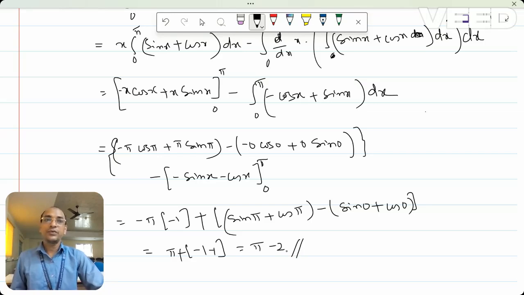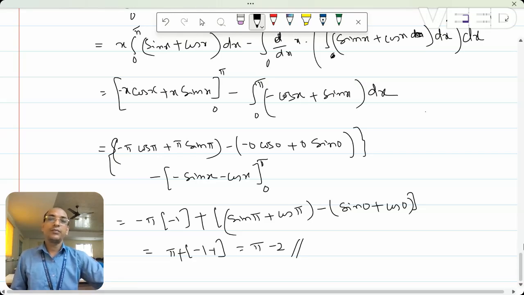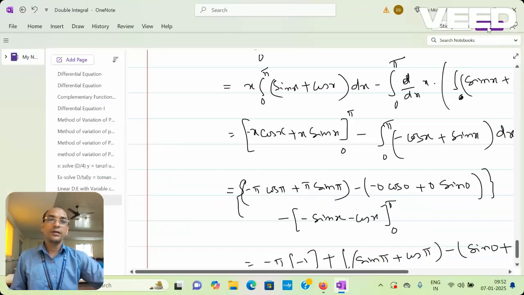So this is the procedure we follow to evaluate the double integral defined over a rectangle.